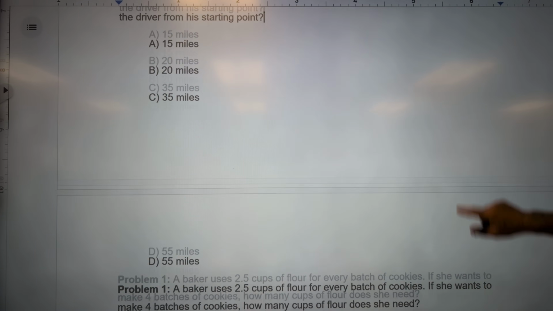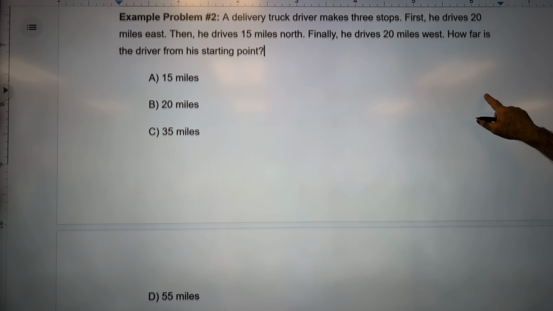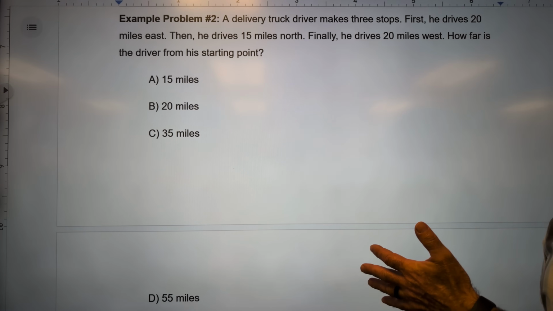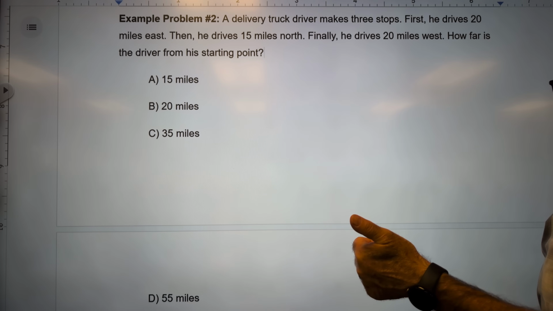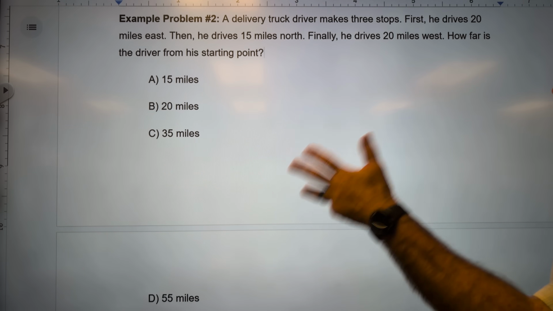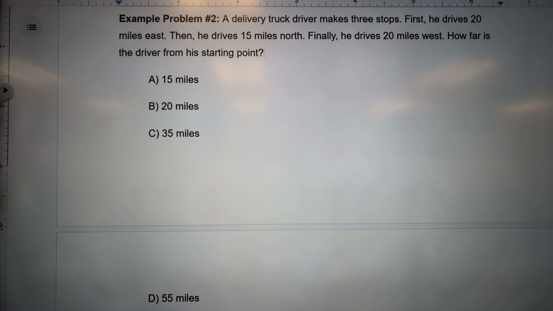So what I do here on this example problem is pause the video and do that 5-step process. Mark up the equation, draw a picture, create an equation, solve the equation, and make sure you're solving for the right thing.